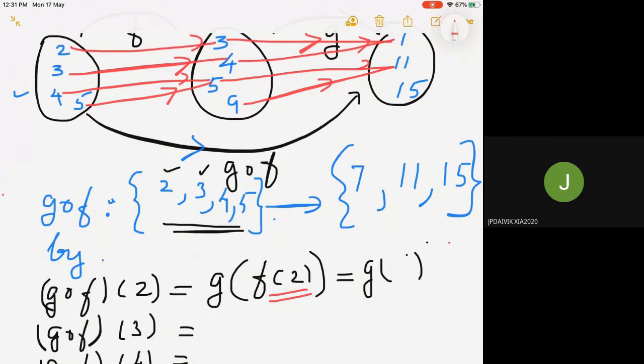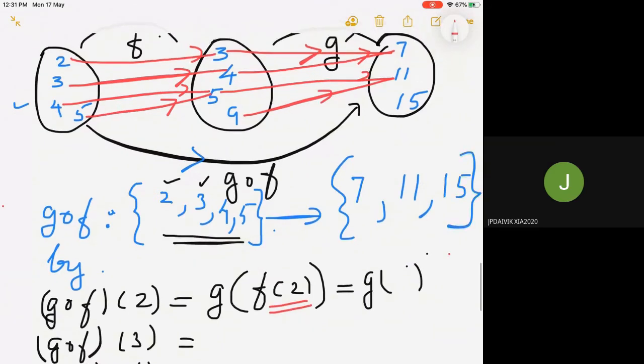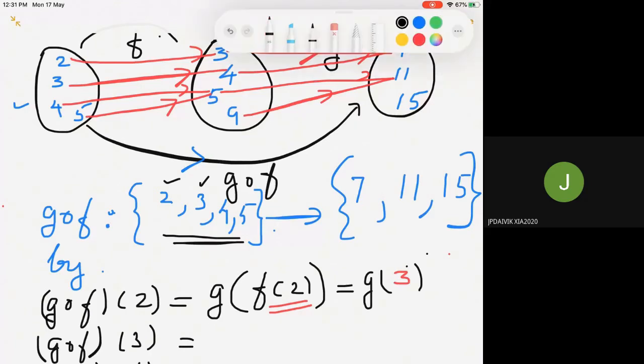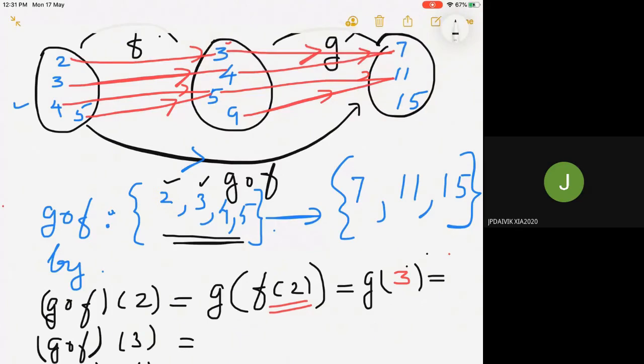So f of 2 means you have to come here. f of 2 is now 3. Next, you have to find out what? g of 3. g of 3, you will come to the second one. g of 3 means this is g of 3, that is 7. So you got the answer.